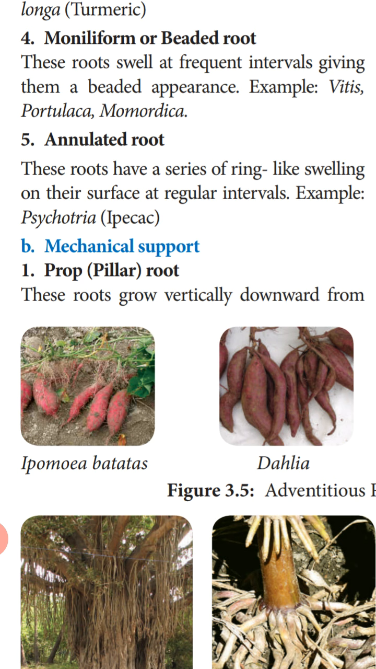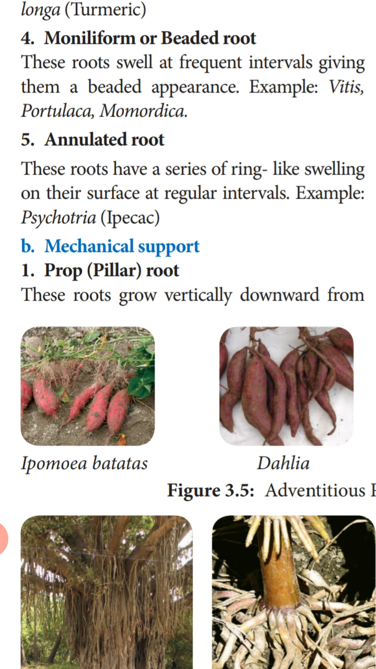The roots show swelling at regular intervals, which resembles beads. So they are called moniliform or beaded roots. An example is Vitis. Next is the annulated root. These roots have a series of ring-like swellings. They are continuous and very close to each other, present at regular intervals, ring-like. It is not a beaded, swollen region over a long distance, but just a ring that is swelled up. Then it is called the annulated root.